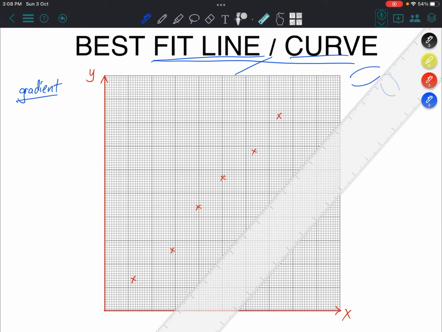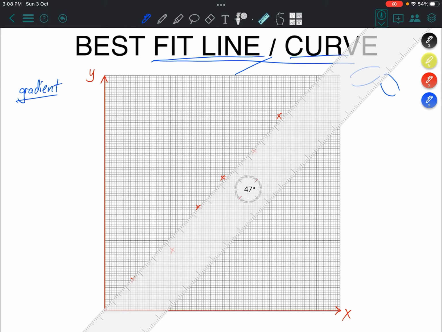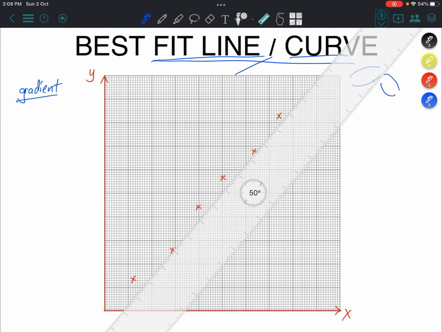So let's include a ruler here, and for this example, all the 6 crosses are relatively in a straight line, so it's quite easy. But if you place a ruler here, you can see that these 4 points are along the ruler, a very nice straight line. But you are not supposed to draw the best fit line based on these 4, because you're totally ignoring these 2 points here.